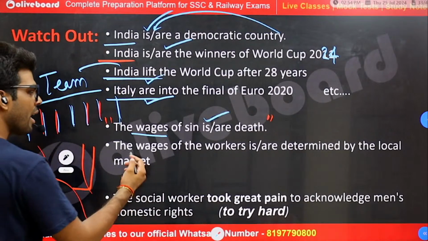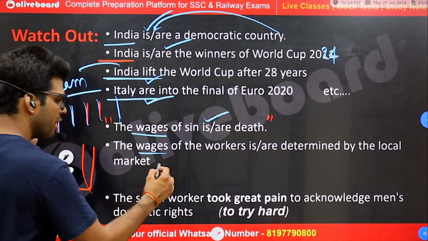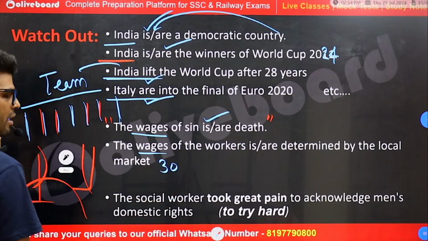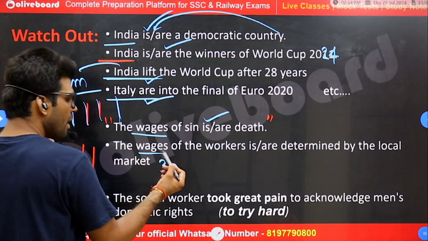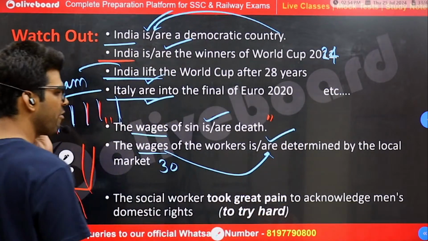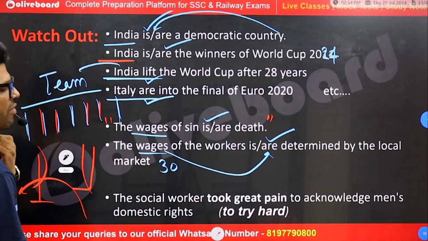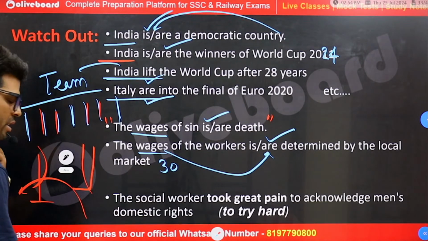But in real life, we get salary, wages, not for just one day, generally for 30 days, just like rations in noun. I hope you have gone through it. And for 30 days, I won't be using a singular verb. The wages have been paid. The wages have not been sufficient, and the wages are determined by the local market.